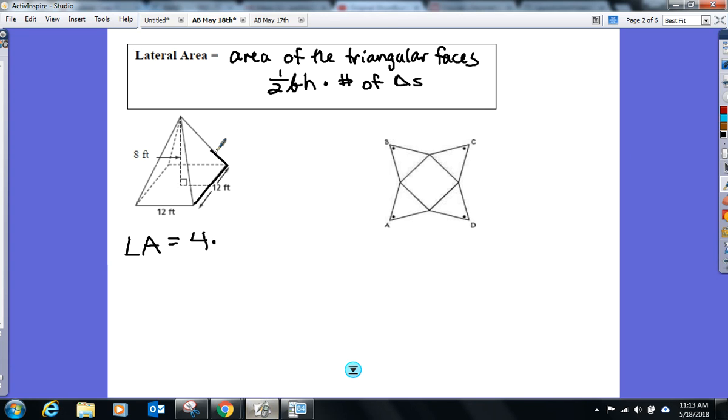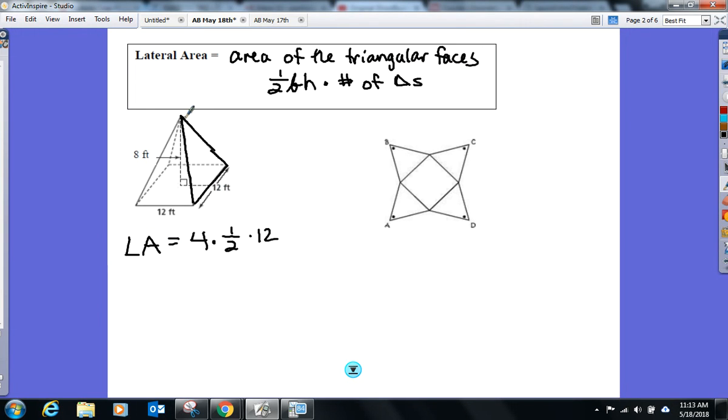Okay, I have 4 of these triangles. Can you help me find the 1/2 base times height? Ready? 1/2. What's the base going to be? 12. Now, don't fall into this trap. This is not the height I need. That's the height of the pyramid. I'm looking for the height on the face, which we just referred to as what? Slant height. Yes, I need the slant height.